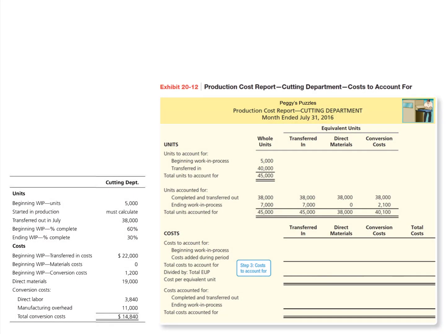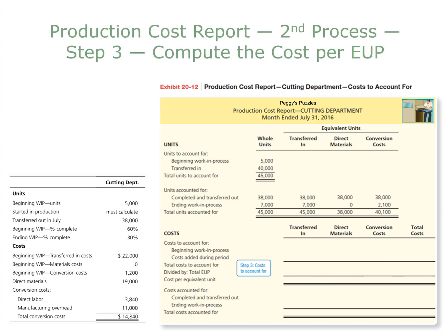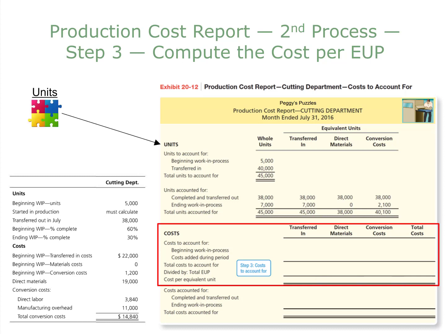Now we are on step 3 of 4. We're going to compute the cost per equivalent unit of production. That means we had to fill out this section in the red box. Up to this point in steps 1 and 2, we focused on the units, which are the actual puzzles the cutting department made. But now we turn our attention to the costs associated with those puzzles.